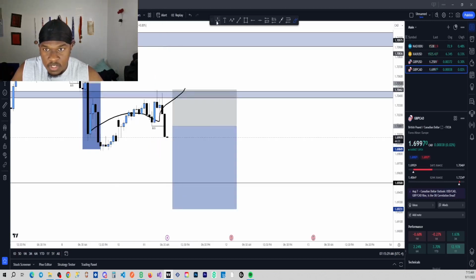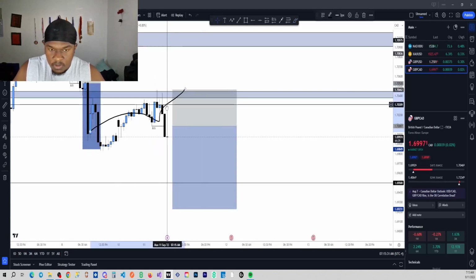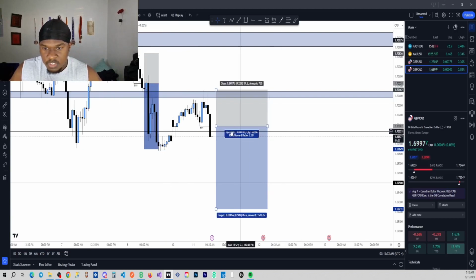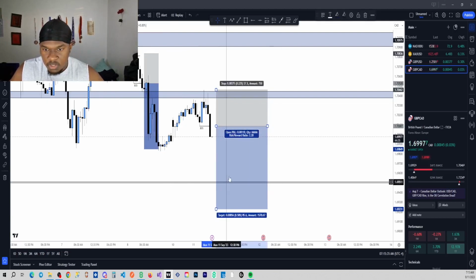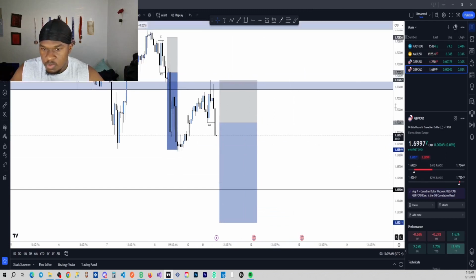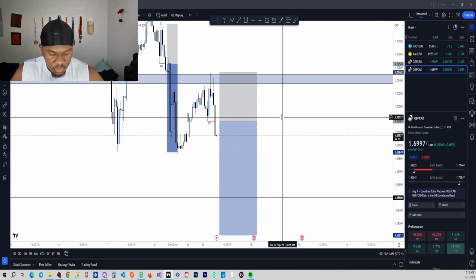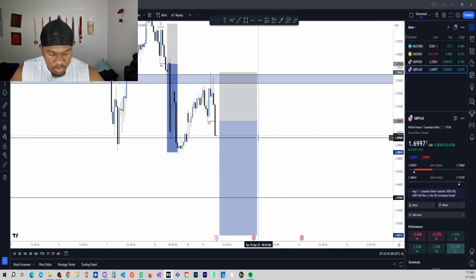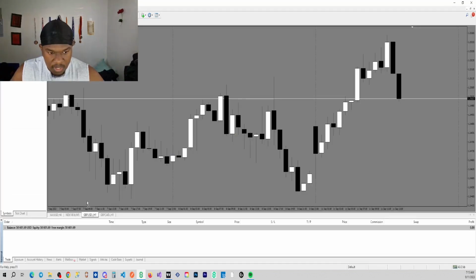I'm not in the trade yet. I'm going to put a sell limit right now, right at the break of this low, and I'm going to take a 1 to 2.3 RR on this trade. So let me go ahead and place the trade for you guys. As you can see, I'm not in the trade right now, up a little over 1%.